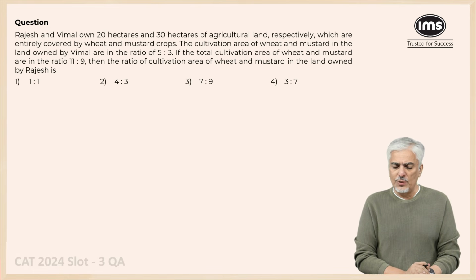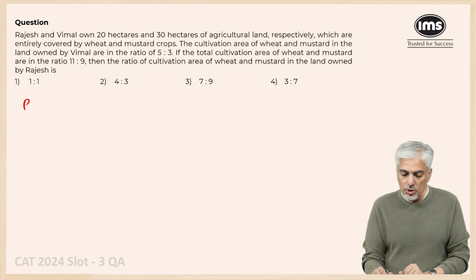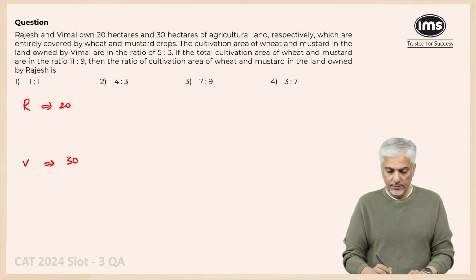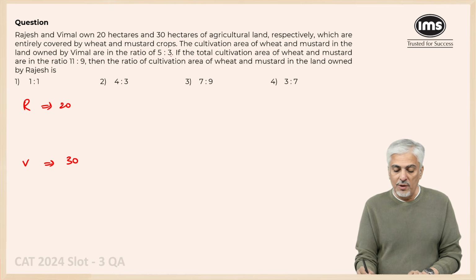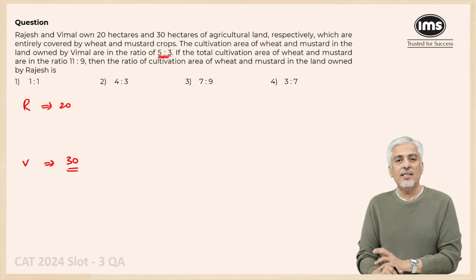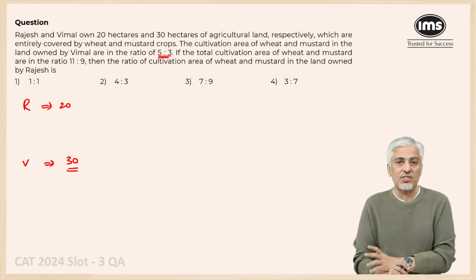Looks like a standard question from ratios. Rajesh and Vimal own 20 hectares and 30 hectares of land. Rajesh owns 20 hectares of land while Vimal owns 30 hectares of land. Let's continue further. Which are covered entirely by wheat and mustard crops. The cultivation area of wheat and mustard in the land owned by Vimal is 5:3. So I need to divide 30 in the ratio 5:3. Now, a lot of people at this moment would have got the fractions and would have done it in fractions.